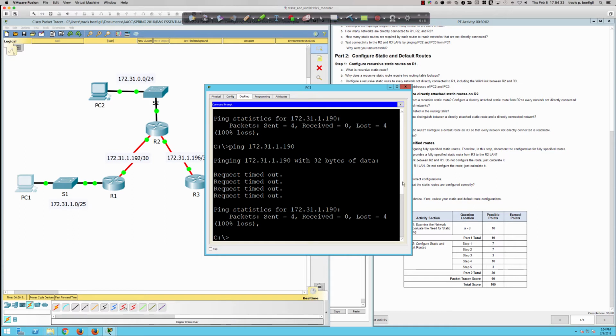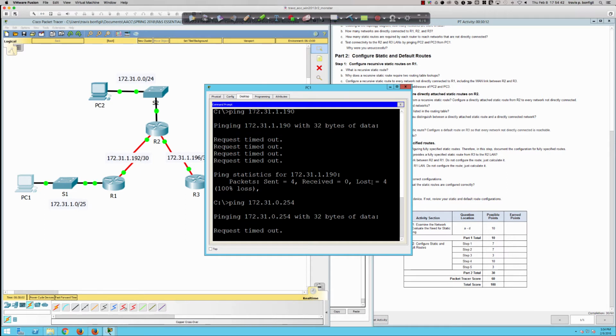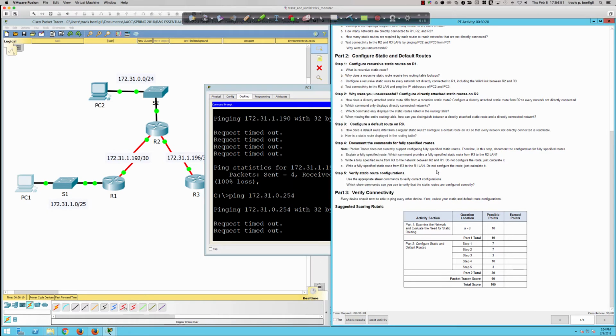So again, half of the equation is done so far, and for completeness here, we'll do 172.31.0.254, and we're going to see the exact same thing. Because router 1 knows, yeah, I send it to router 2. The problem is that the traffic can't make it, the replies cannot find their way back. All right.